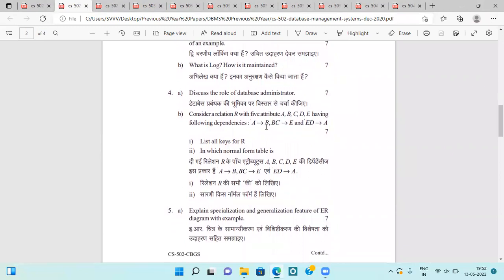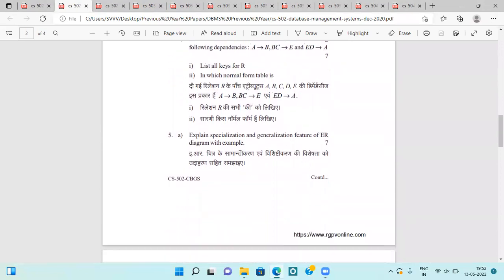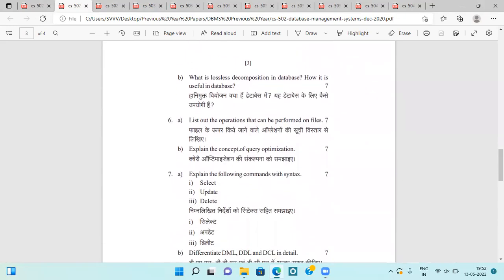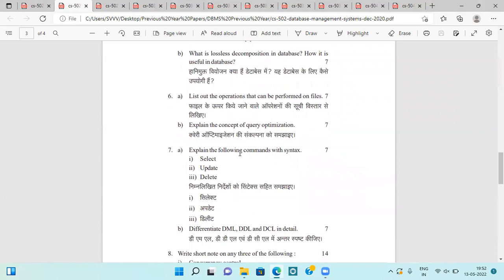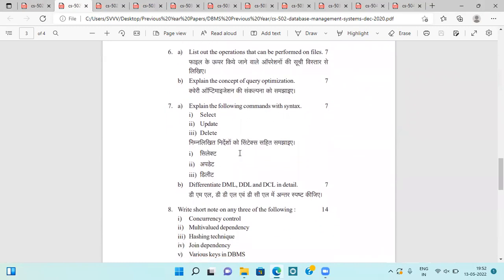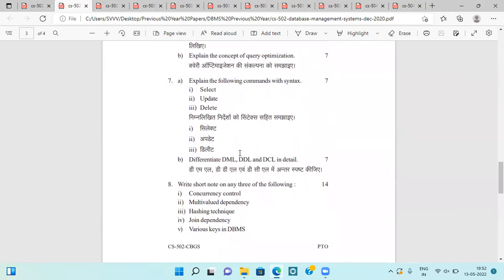Again, key attributes are given and following dependencies are given. We have to list all the keys for R and this table is in which normal form, right? And explain specialization and generalization feature of ER diagram with example, lossless decomposition in database, how it is useful in database, list out the operations that can be performed on files, concepts of query optimization, and we have to write the syntax for select, update, delete commands, differentiate between DML, DTL, and DCL.